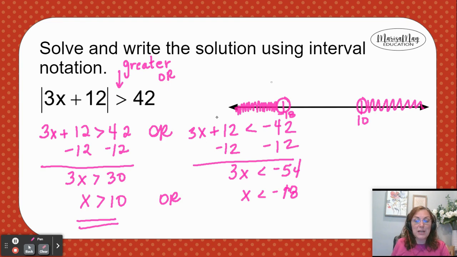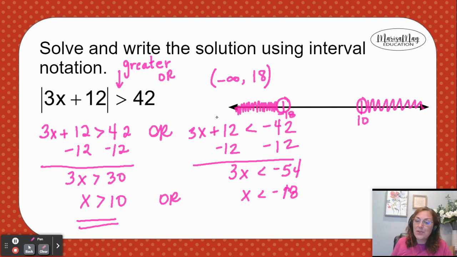All right, now I need to write an interval notation for this shading. I'm going to write an interval for the left, and I'm going to write an interval for the right. So for my first one, the left bound of this shading is negative infinity. It keeps going to the left. The right bound for the shading is negative 18. Negative 18 is going to get a parentheses because I didn't have an equal to at negative 18. And I'm going to have a parentheses with infinity because infinities always get a parentheses.